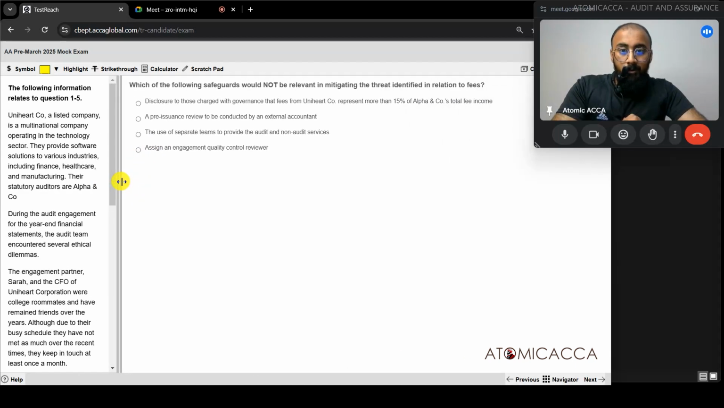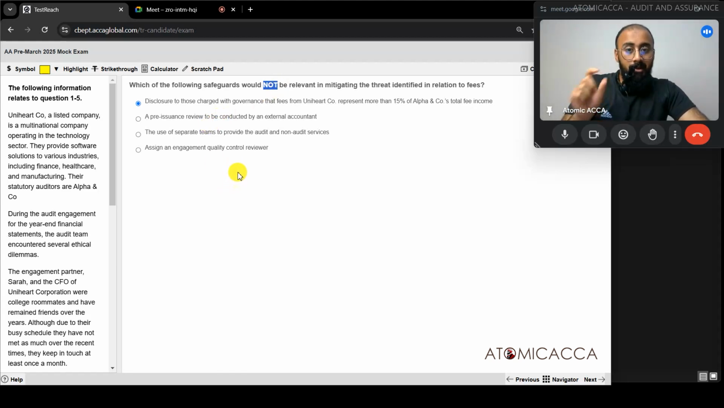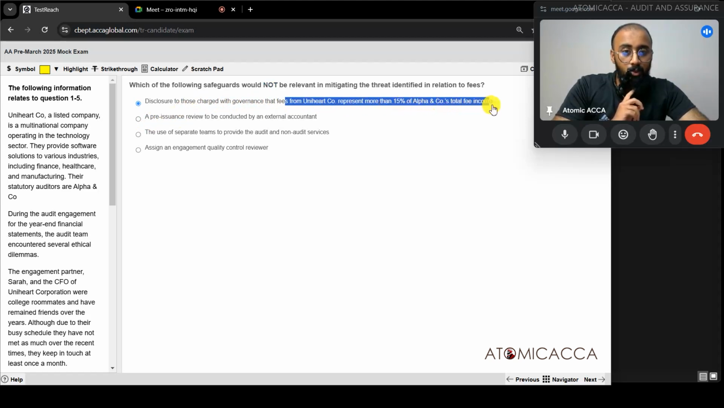Which of the following safeguards would not be relevant in mitigating the threat identified with regards to fees? So they're asking which will not be relevant. Either you can find what's not relevant or cancel out all the relevant things, so the remaining one will be the answer. Disclosure to those charged with governance that fees from Unihard company represent more than 15% of Alpha company's total fee income. So you should be disclosing it to those charged with governance.